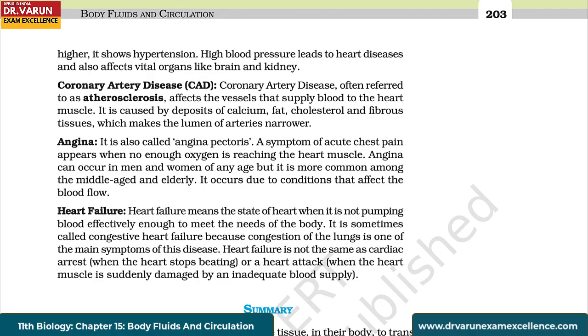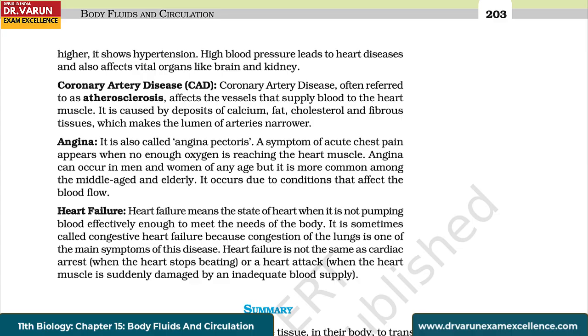Coronary artery disease or CAD. Coronary artery disease, often referred to as atherosclerosis, affects the vessels that supply blood to the heart muscle. It is caused by deposits of calcium, fat, cholesterol, and fibrous tissue, which makes the lumen of arteries narrower.